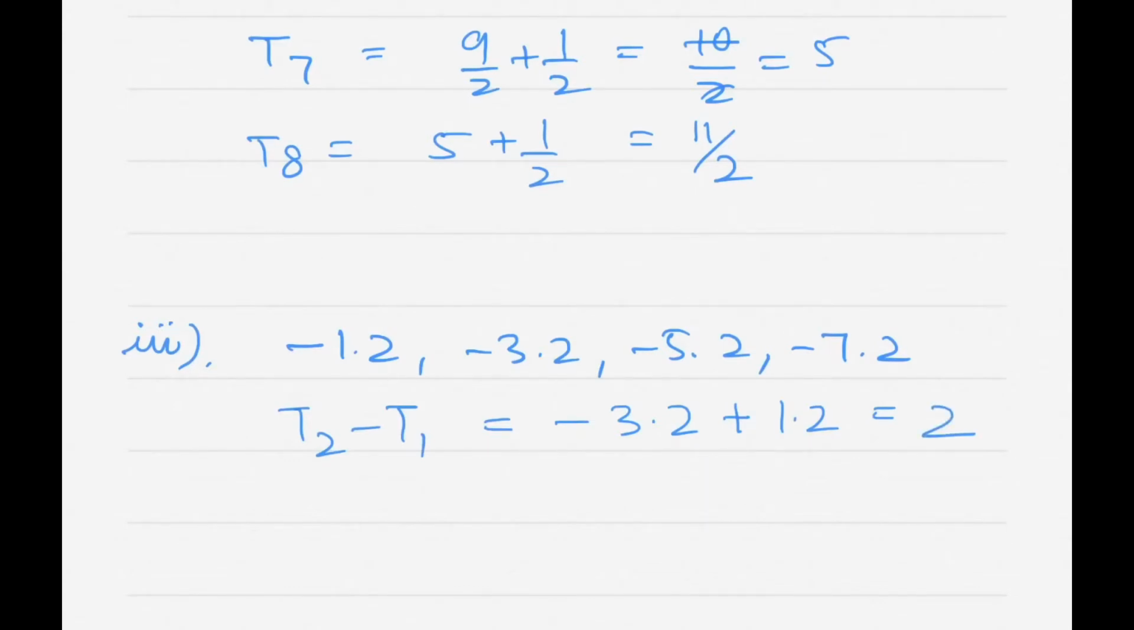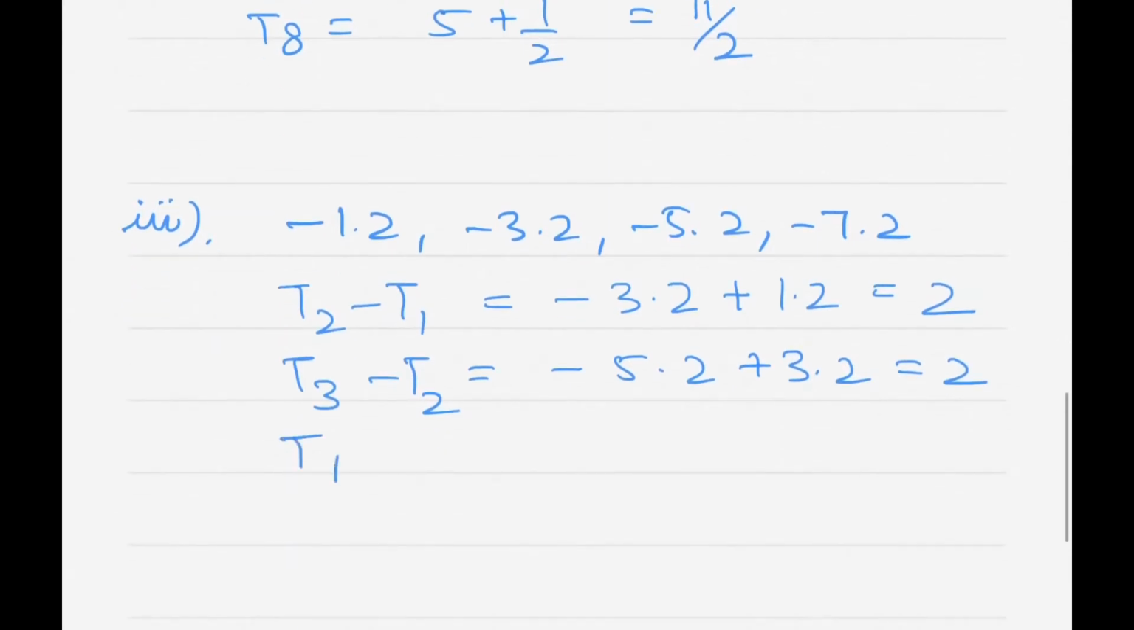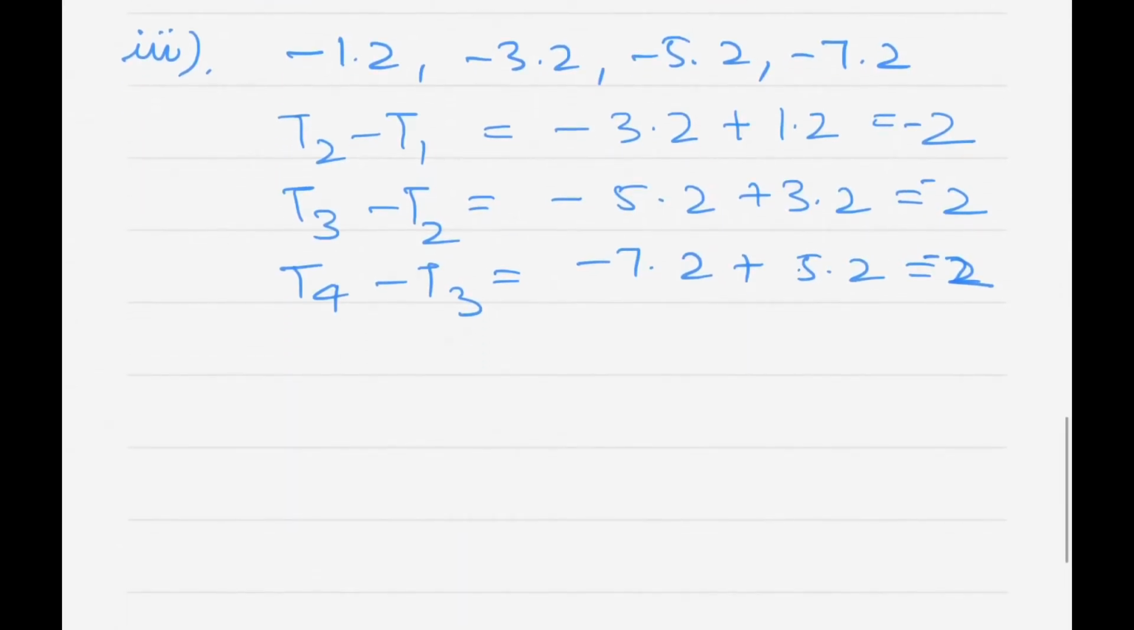Yes, 2. Then T3 minus T2 will give me how much? Now again minus 5.2 plus 3.2, so this will also give me 2. If T4 minus T3, that will give me minus 7.2 plus 5.2. Minus minus becomes plus, guys. So this is also minus. All are negative, so minus 2, minus 2, minus 2. So my common difference is same, right?